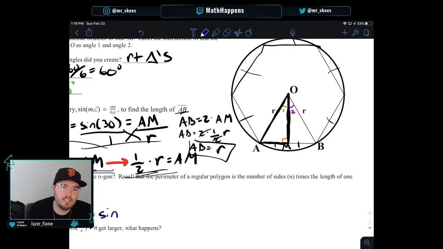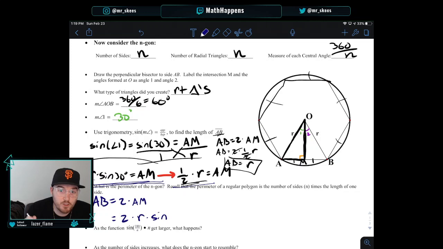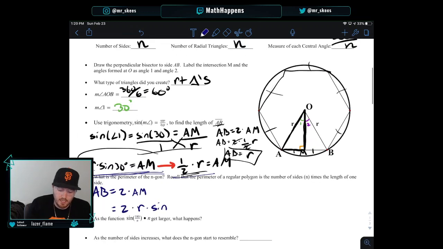So where did the 60 come from? It came from dividing 360 by 6. Right? It came from dividing 360 by 6. Why did we divide by 6? Because it was a 6-sided shape. So for an n-sided shape, we need to take 360 and divide it by n.